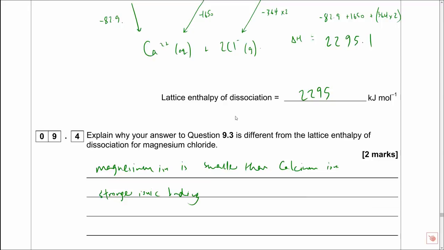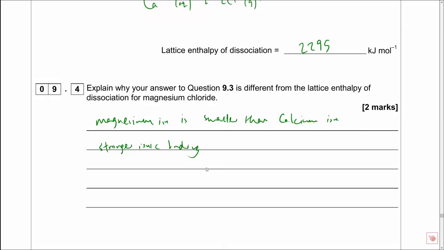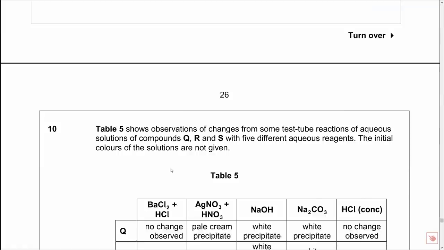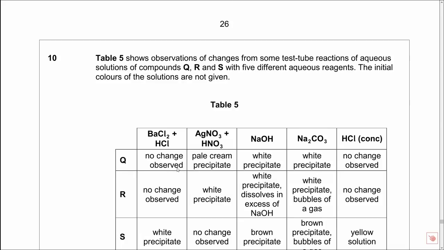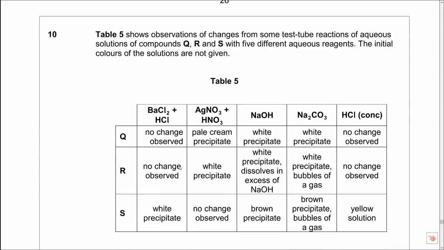Does it actually give you any values? It doesn't, does it? No, it just says explain why. Yeah, it's a stronger ionic bonding, therefore you'd have a different value there, which is fairly standard, nothing too hard there. Finally, question 10. Oh no.